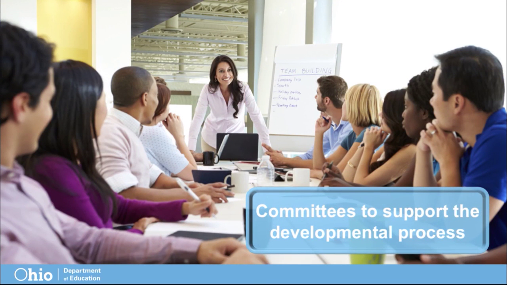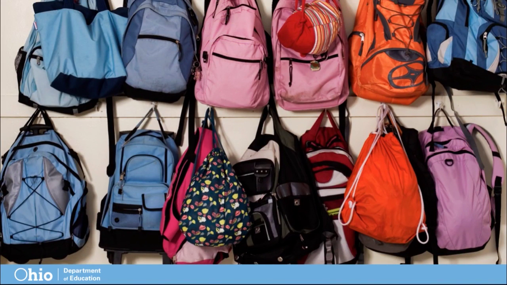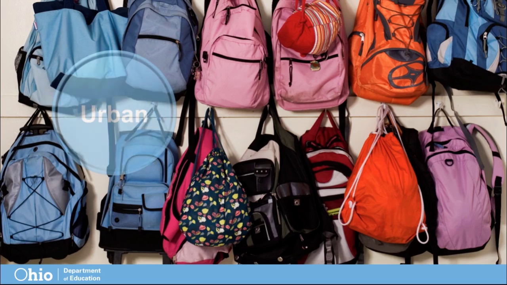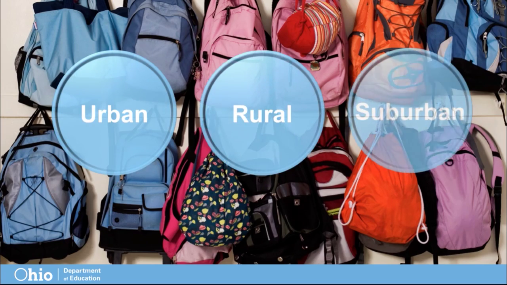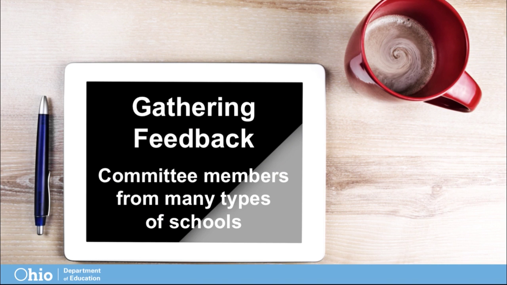As new items are being developed and reviewed internally, the department begins assembling various stakeholder committees to support the developmental process. An invitation for volunteers to apply to be on one of the various committees is sent out statewide. Committee members represent a variety of district types such as urban, rural, and suburban. Committee members come from a variety of school types like public, private or parochial, community or charter, virtual or online, career tech.